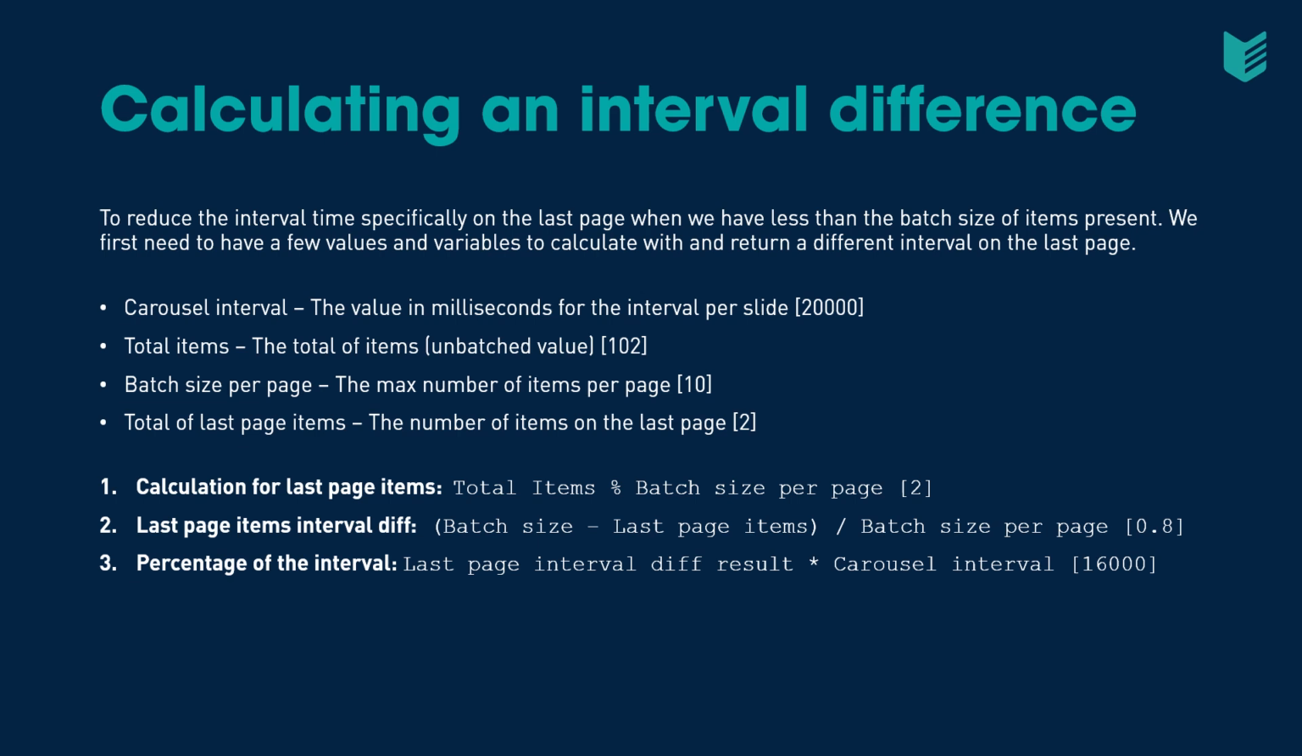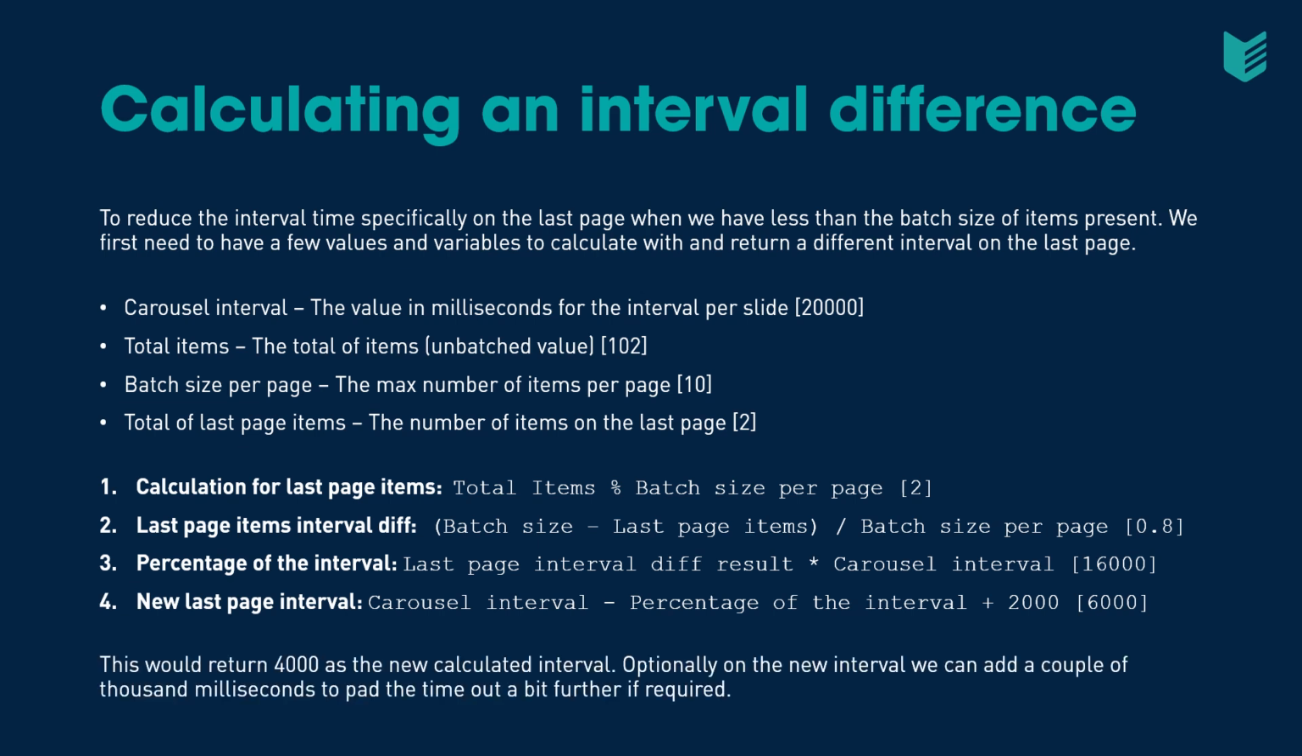But we need to do a final calculation, which is to calculate the actual last page interval that we want. So that's taking the original carousel interval, the 20,000 milliseconds or 20 seconds, taking away the percentage calculation of the interval, and then also adding in a bit of extra milliseconds just to pad it out a bit. So it would return 4,000, so 4 seconds. However, we may want to pad that just a little bit more to give us a bit more time. However, that now gives us a calculation for when the last page is not the same amount of items as the batch size.